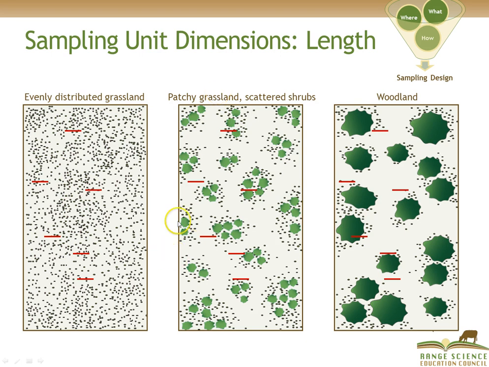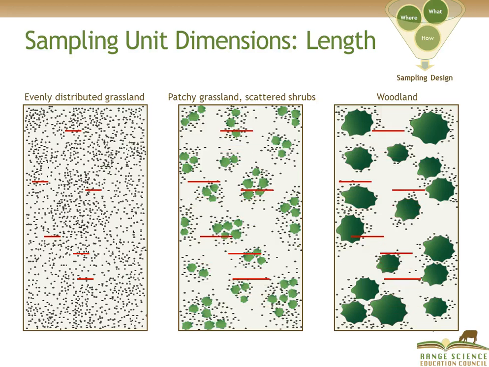the patchy grassland with scattered shrubs. In this case, some of the transects, just because they're short, may only be found in areas where there is relatively little vegetation, and some are going to be completely contained in areas where there are high amounts of vegetation. So we're not going to have as good precision in this environment. And the same can be said for the woodland. The shorter transects are not going to produce a very precise estimate.